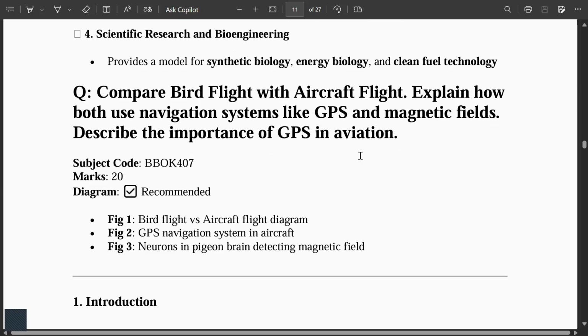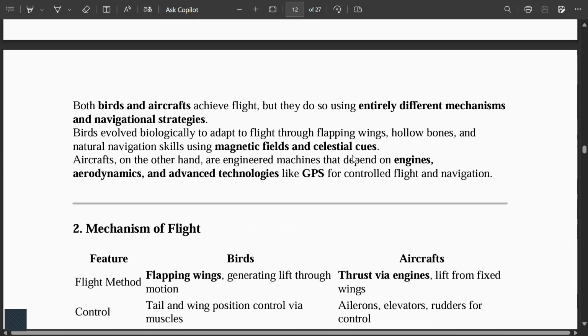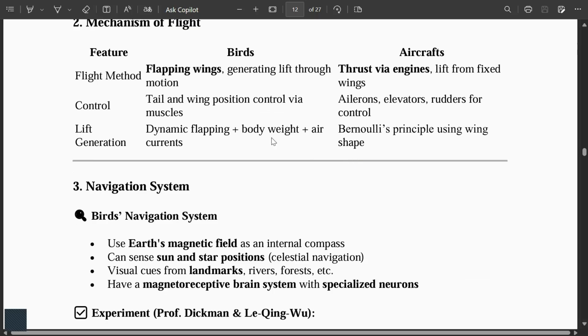Next question, compare the bird flight with the aircraft flight. Explain how both use navigation systems like GPS and magnetic field. Describe the importance of GPS in aviation. Okay, so bird flight is an entirely different mechanism and navigation strategy. Birds evolved biologically to adapt flight with flapping wings, hollow bones, and natural navigation using magnetic fields and celestial cues. Aircraft depend on engines, aerodynamics, and advanced technology like GPS to control the flight and navigation.